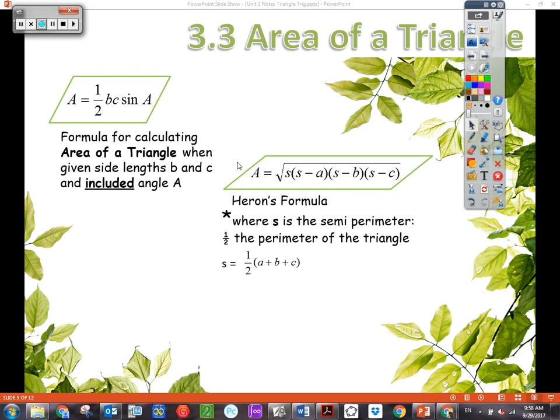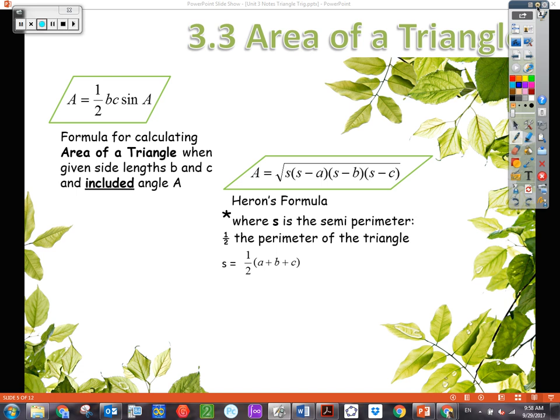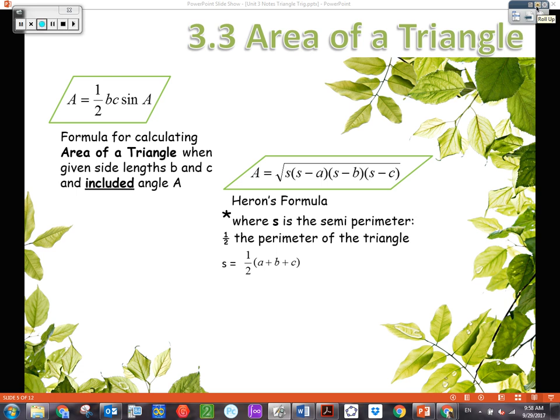Okay guys, let's take a look at our lesson for today. We're going to be looking at area of triangles. Now, we have been working with area of triangles for many years now, right? We know how to find the area of a triangle, half base times height. We're just going to be adding to that. In Precal with trigonometry, we have another option available to us, half BC sine A.